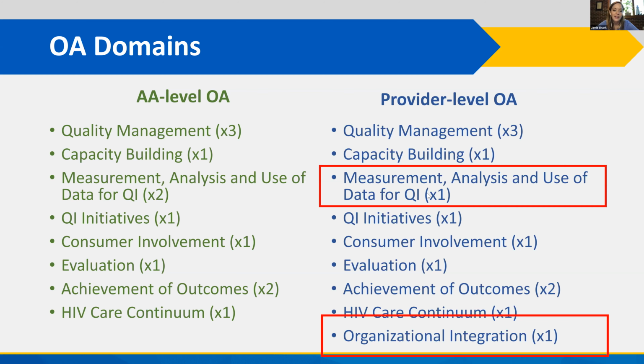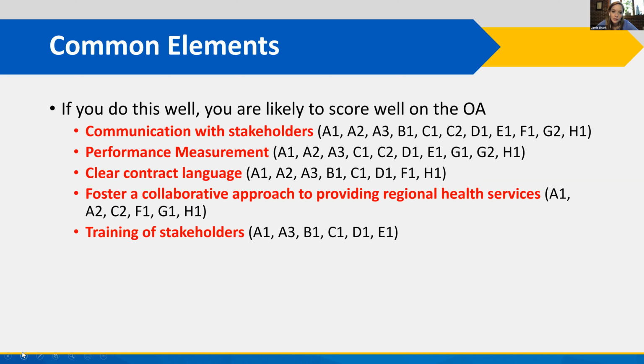So common elements, right? Here's a little cheat sheet. If you do well in these areas, you're likely to have that overall aggregate score shape up to be well for you. So we often see things that have to do with communication with stakeholders, whether that be your planning council or other groups. Performance measurement, you know, there's often always room to improve there, right? But how do we use our data, routinely look at our data? Who are we engaging? How are we applying that information? There's some good nuggets within performance measurement.